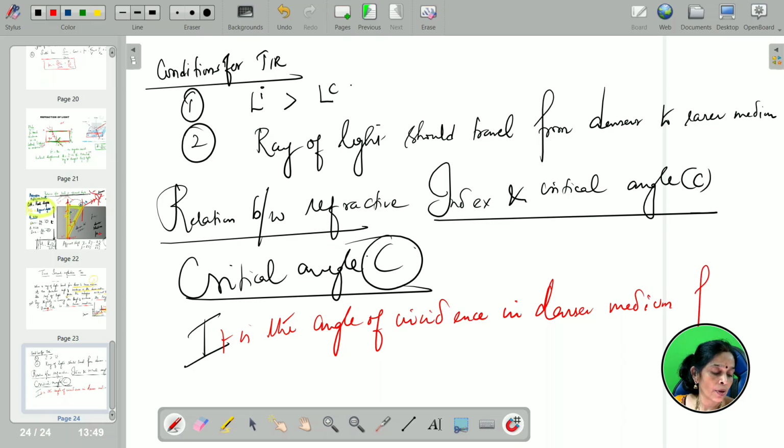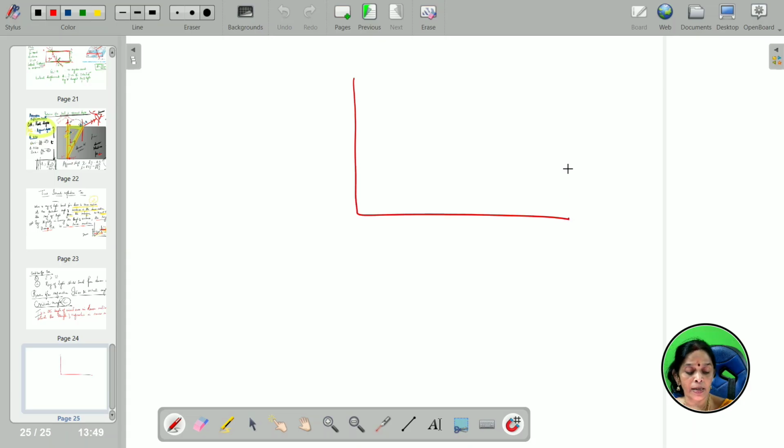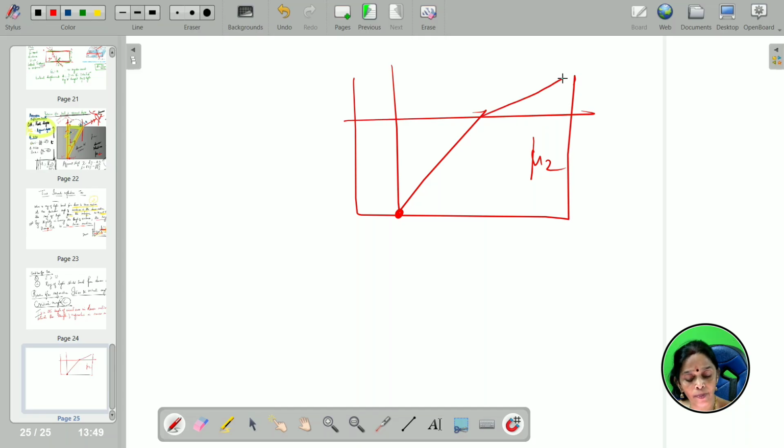for which the angle of refraction in the rarer medium, that means the denser-air interface, is equal to 90 degrees. That is called the critical angle. Now we have to see the expression for the same thing. I take this mu2 over here, and the ray of light is traveling from mu2 to mu1. Exactly when it grazes the interface by making an angle r equal to 90 degrees, this is called the critical angle.